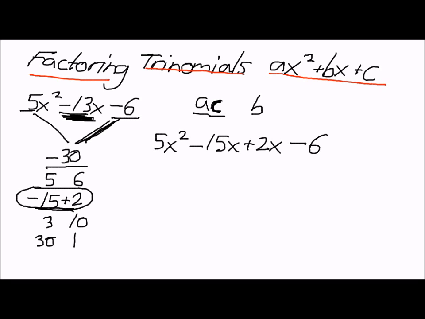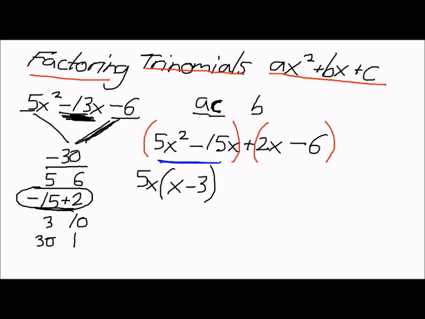Then we do something called factoring by grouping, which is basically just doing this. Put it in two groups, and then we factor each group. So we pull out common factors. So let's pull out common factors from this first group right here. 5x squared minus 15x. Well, we could pull out a 5x, and that leaves behind an x minus 3.